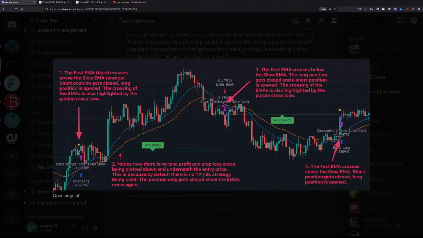So let's see an example here. This cross right here, the fast EMA blue crosses, so the blue line is the fast EMA and the orange one is the slow EMA. And here indeed the blue one crosses the orange. Short position gets closed. Okay, short position gets closed, long position is opened. The crossing of the EMAs is also highlighted by the golden cross icon.